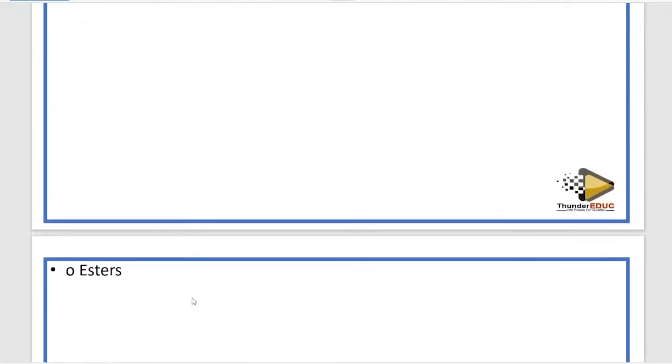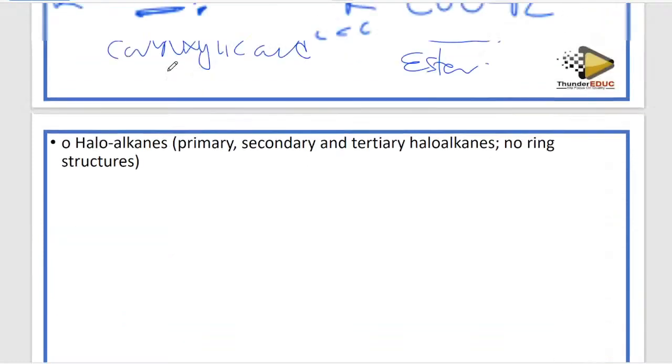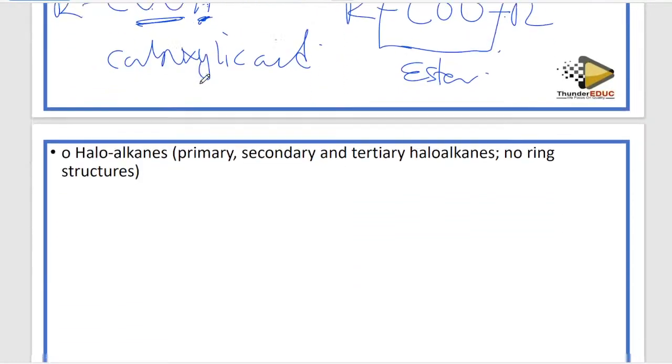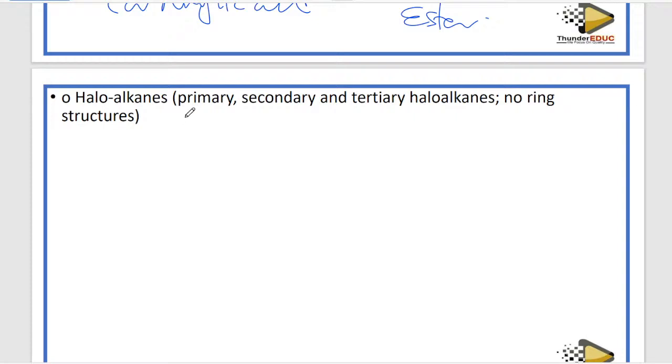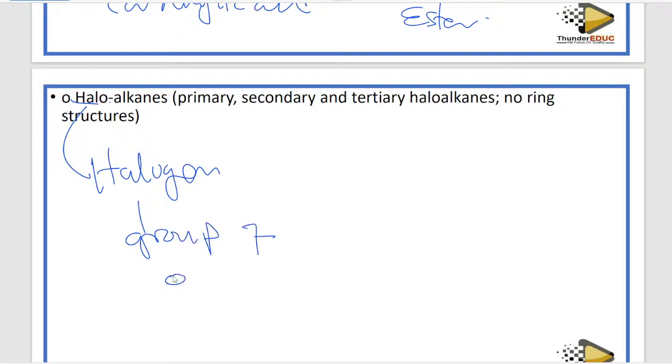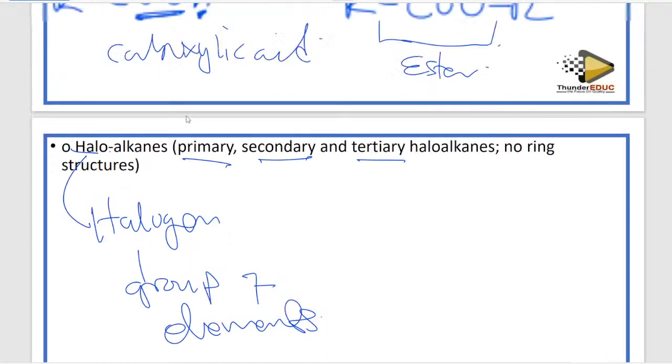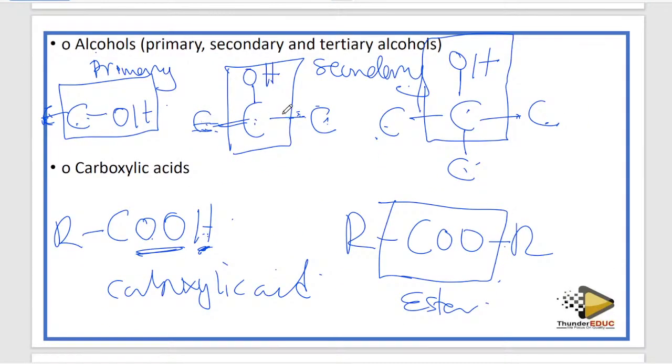So it means that I've talked about the esters. Then we're going to also look at another functional group. We call them haloalkane. This comes from the word halogen, which means group 7 elements. But now I have a primary first level, secondary second level, tertiary third level. What does it mean? It looks like alcohol, but in this case, I will replace this OH with a halogen.